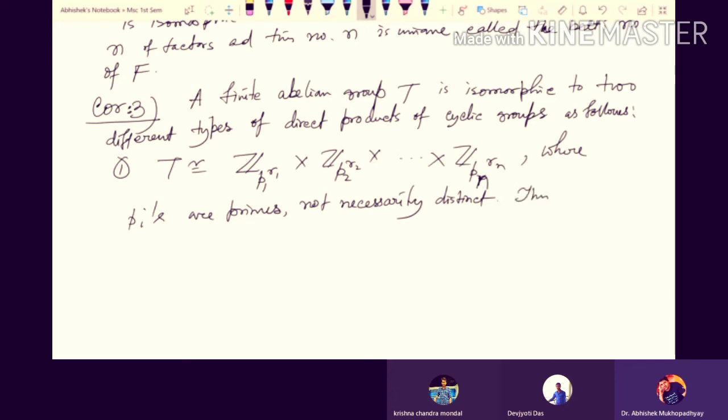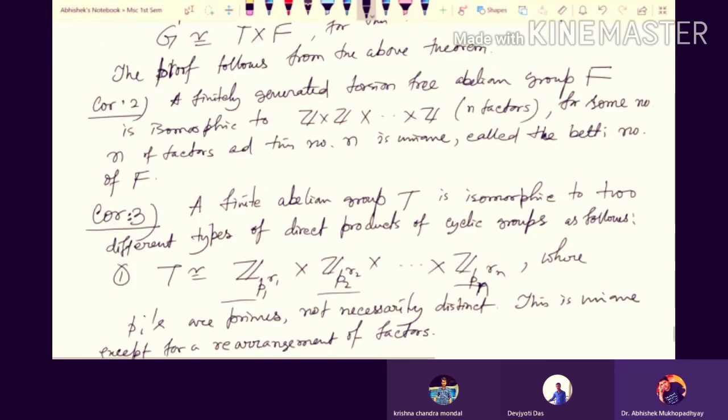And this is unique except for a rearrangement of factors. Okay, so this expression is unique except for rearrangement of factors, these ones. Now this can be achieved using this theorem.